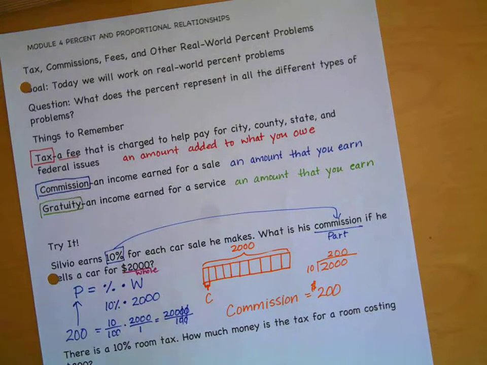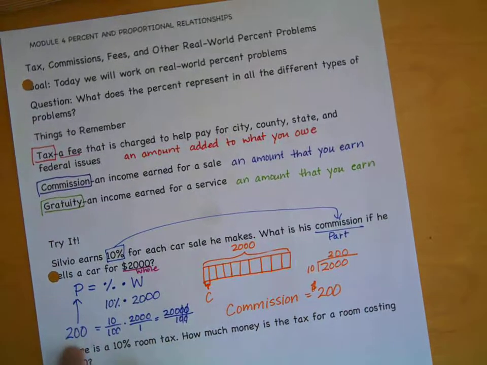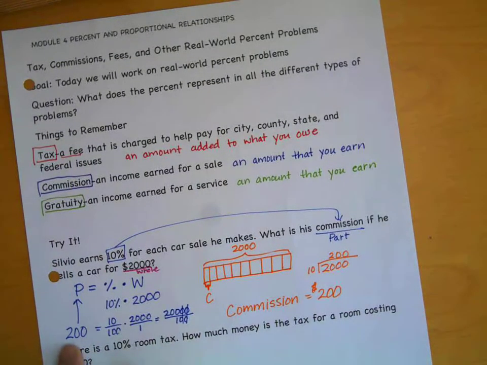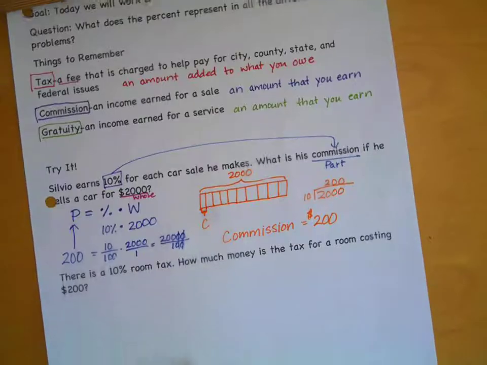And we solved it in both ways, with a tape and also with the equation. Okay? So that wasn't so bad, right? So commission is the amount of money that you earn from a sale. Okay? So that was pretty good.